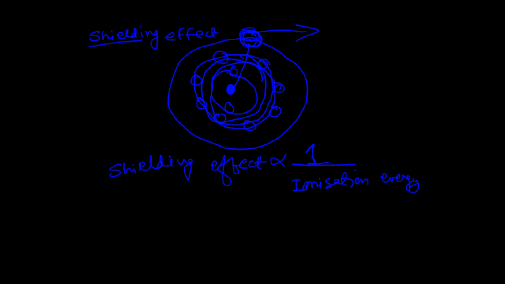Now, what are the factors affecting shielding effect? The factor affecting shielding effect is just the number of electrons between the nucleus and the valence electron, that is the electron that is to be removed. Hence, the ionization energy depends upon two factors, that are nuclear charge and shielding effect. Nuclear charge is directly proportional to ionization energy, whereas shielding effect is inversely proportional to ionization energy. Now, let's read about the trend of ionization energy down the group and across the period.